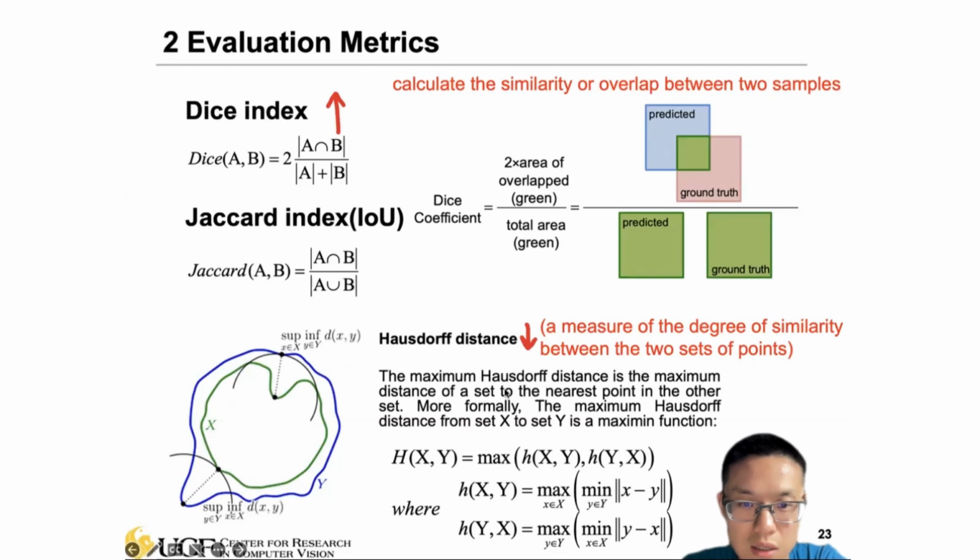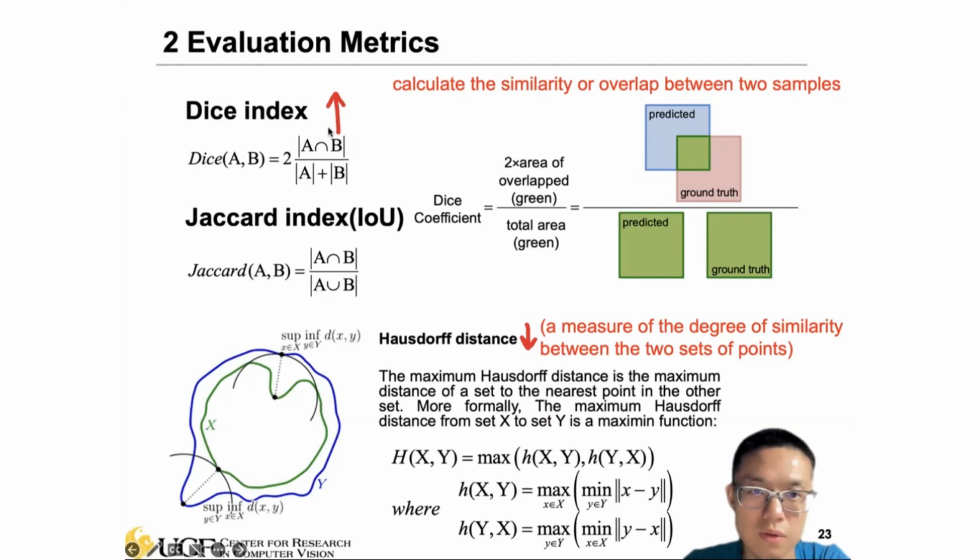And also we have this Hausdorff distance. So basically this is a measure of the degree of similarity between the two sets of points. The formal definition is that it is the maximum distance of a set to the nearest point in the other set. So basically you want to measure the boundary of the two segmentations, right? How close they are. Okay. Because this Hausdorff distance is the maximum distance of a set to the nearest point in the other set, we want the maximum distance to be as small as possible, right? So in this case, you have a small maximum distance, which means these boundaries are very close to each other.